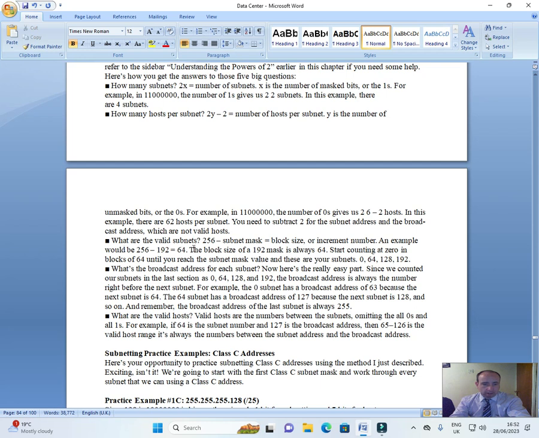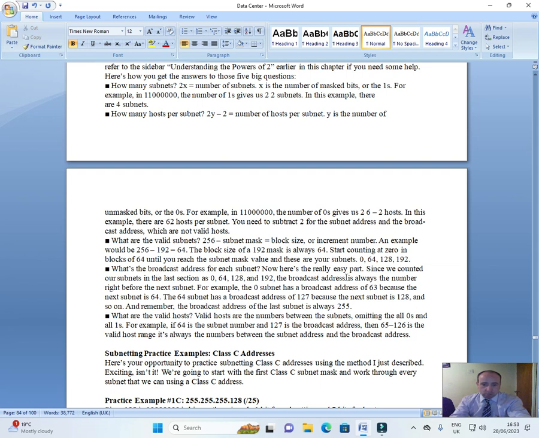What are the valid subnets? 256 minus the subnet mask equals the block size, or the increment number. An example would be 256 minus 192 equals 64. The block size of a 192 mask is always 64. Start counting at 0 in blocks of 64 until you reach the subnet mask value, and these are your subnets: 0, 64, 128, 192.